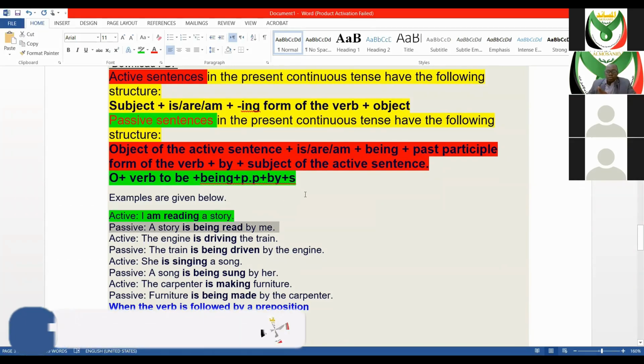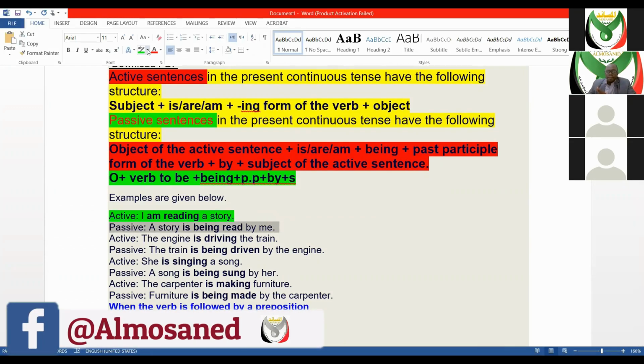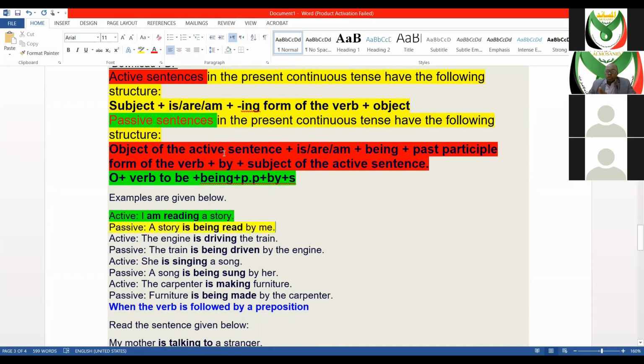We have to look for the object of the sentence. هنا شنو؟ Object. لاحظ هنا object of the active sentence. الobject شنو هنا؟ story. Story is the object. We put it first here.